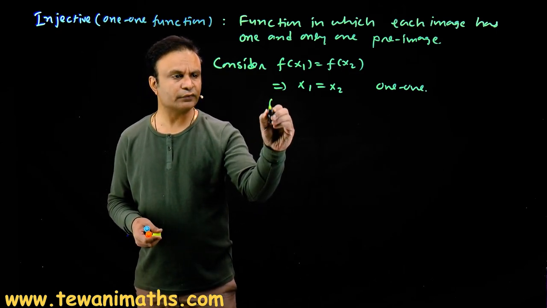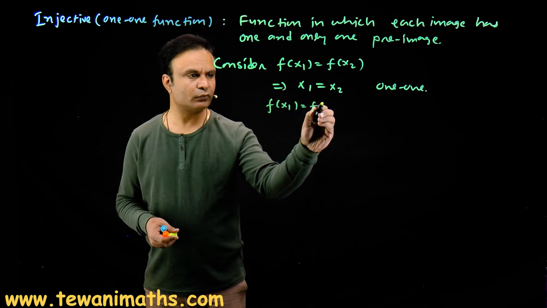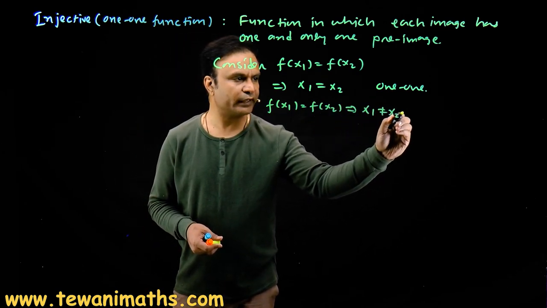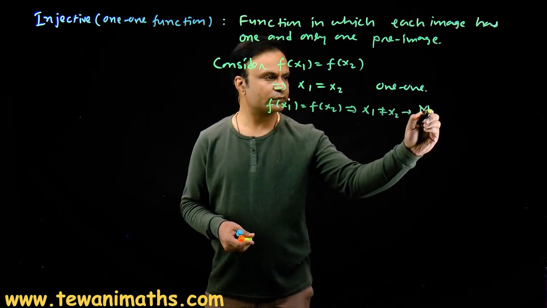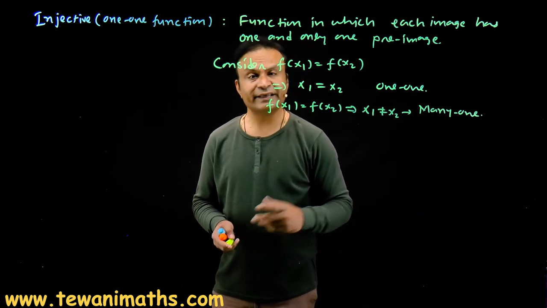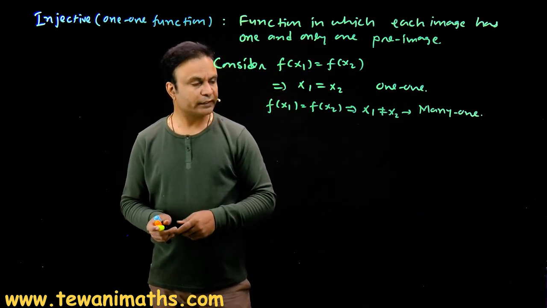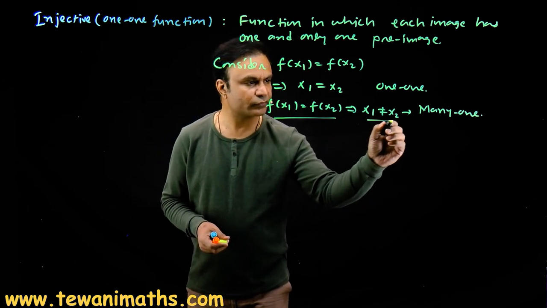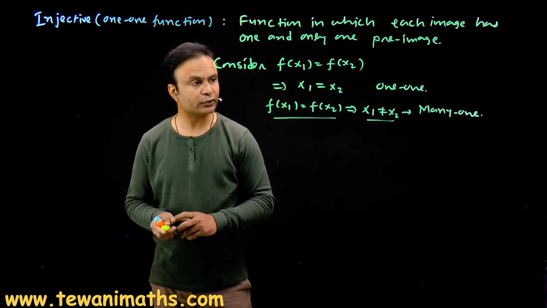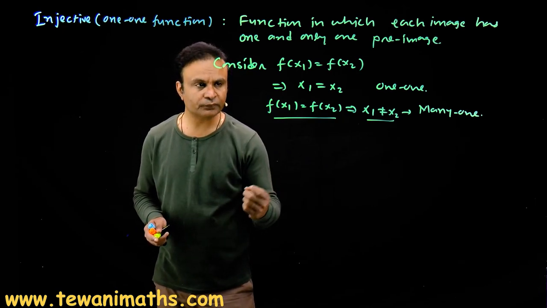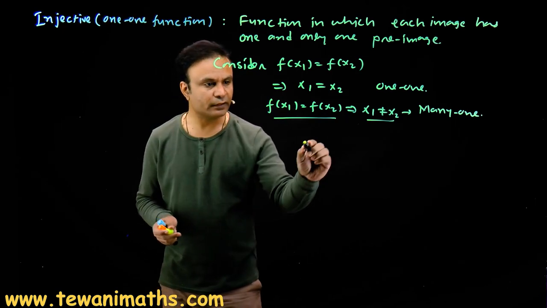And if you start with f(x1) is equal to f(x2) and you get x1 not equal to x2, then function is many one. Function is not injective, not one one. The reason is you have considered f(x1) is equal to f(x2) and you are getting x1 not equal to x2. That means there are two different pre-images x1 and x2 for which image is same, like this.